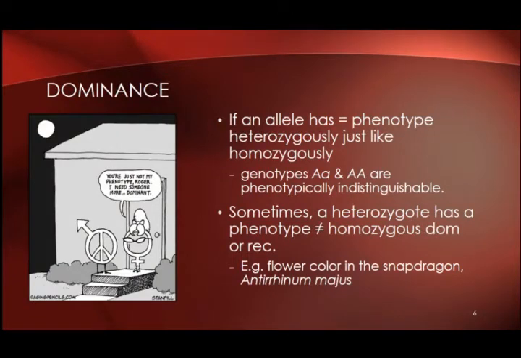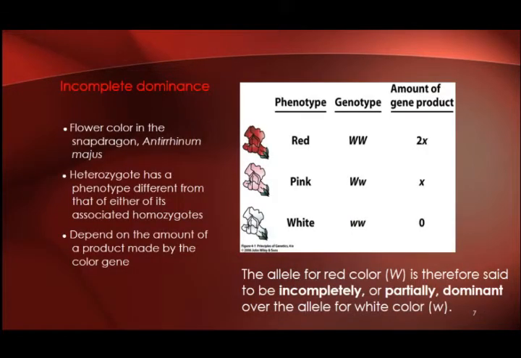Dominance. If an allele has the same phenotype heterozygously as homozygously, then the phenotypes of big A big A and big A small a are phenotypically indistinguishable. Sometimes a heterozygote has a phenotype that is not the same as the homozygous dominant or the homozygous recessive. For example, flower color in the snapdragon, Antirrhinum majus. This is a case called incomplete dominance. In Antirrhinum majus, flower color is either red, white, or in between, pink.